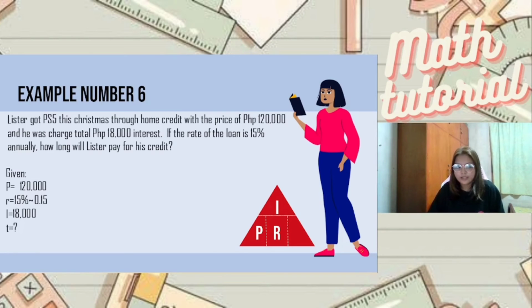So, of course, katulad kanina, gagamit tayo ng triangular formula at isusulat natin yung given. And then, pag nalaman na natin yung formula na pwede natin gamitin, isusolve na natin siya, isusubstitute. So, 18,000 daw yung interest. Yung principal amount is 120,000 and 0.15 naman yung rate. So, pag dinirekta natin sa calcu, ang lalabas na sagot is 1. Ibig sabihin, 1 year lang niya binayaran yung credit niya.